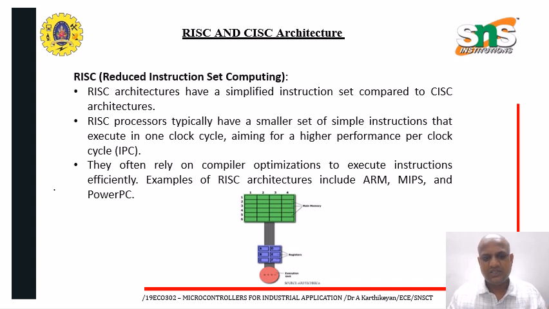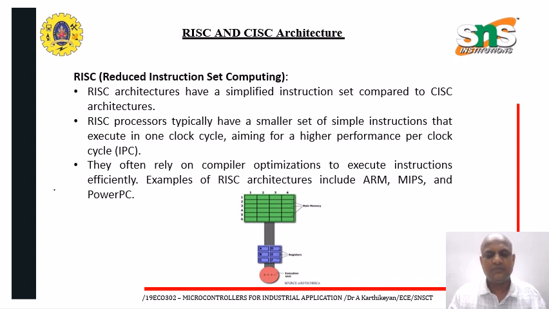In digital circuits we expect the number of cycles to be reduced and the performance to be good, which means the system is called a good system. The efficiency is high. RISC executes in a single clock itself and gives high performance. Also, the compiler optimizes to execute the instruction set in a very effective manner. The RISC architecture includes the ARM processor, MIPS, and PowerPC also.